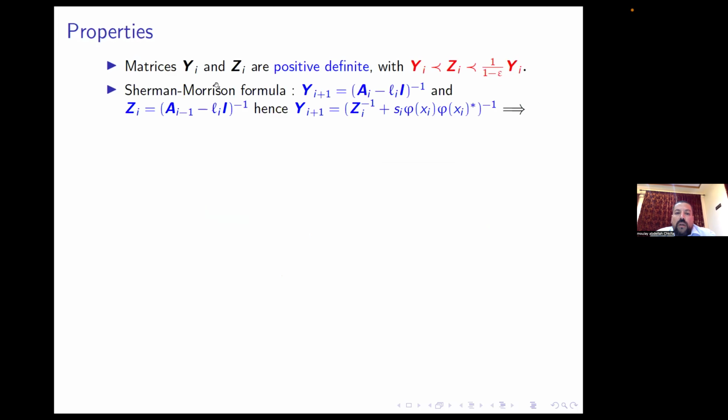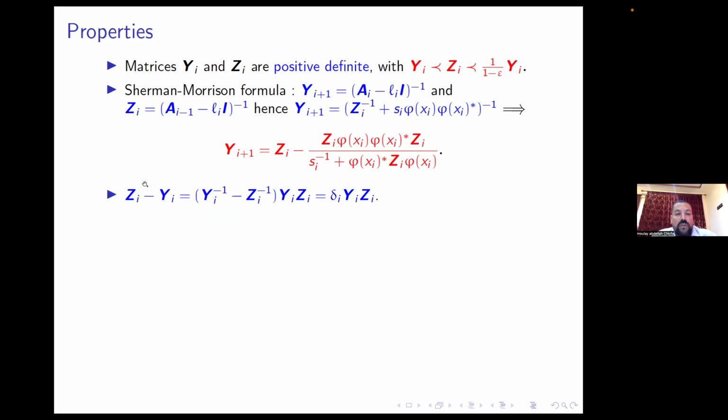Another property relates the matrix Y of i plus 1 and Z of i. Actually, these matrices are almost the same, except that the barrier is different. So we have a closed formula between the two, where a rank 1 update is involved. By the Sherman-Morrison formula, we have a closed formula between Y of i plus 1 and Z of i. The matrices Z of i and Y of i are just resolvents with respect to the matrix A, so they commute. So we have this property over here.